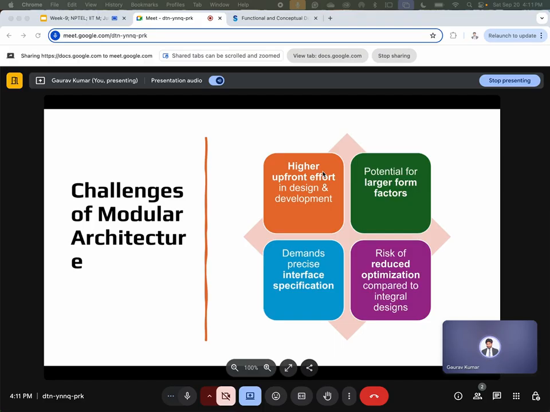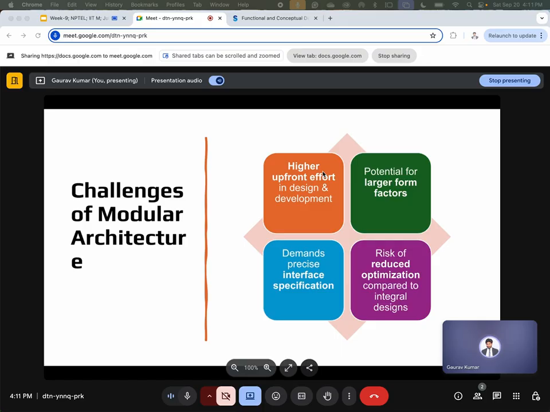in creating a precise interface between modules. Another challenge is that modular systems sometimes result in a larger overall form factor compared to integral designs. This can be a disadvantage in applications where compactness or weight minimization is crucial.